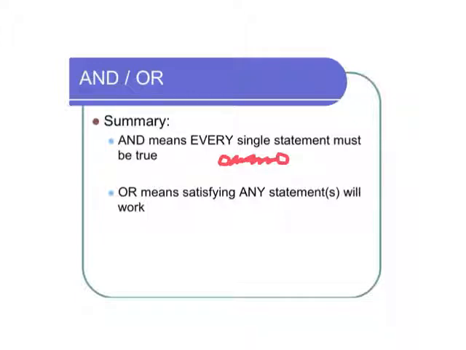"Or" graphs, on the other hand, mean that either one of the statements will work to become a solution. And "or" graphs produce pictures where the outsides are shaded. They're kind of opposites in a way. "And" is the stuff in between boundaries, and "or" tends to be the stuff outside of the boundaries.